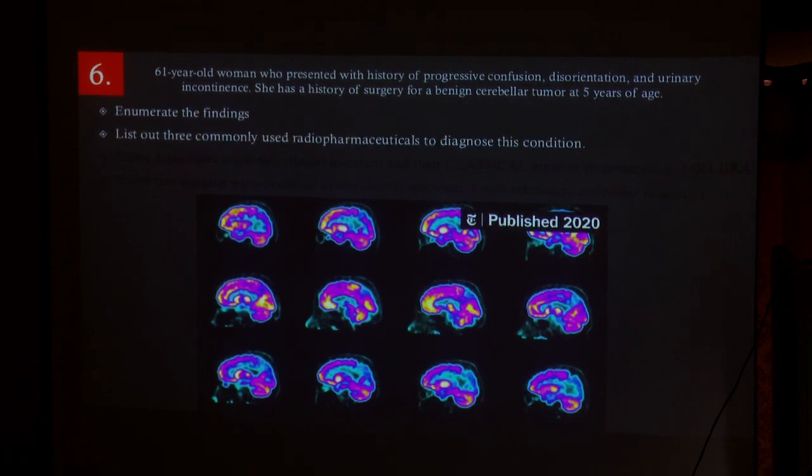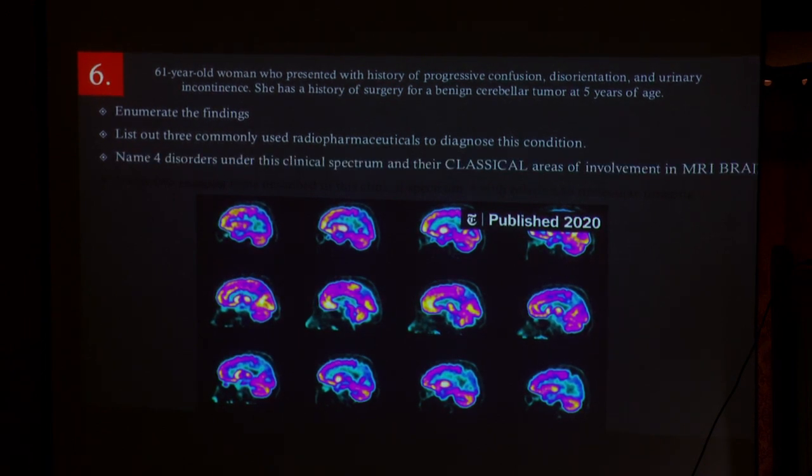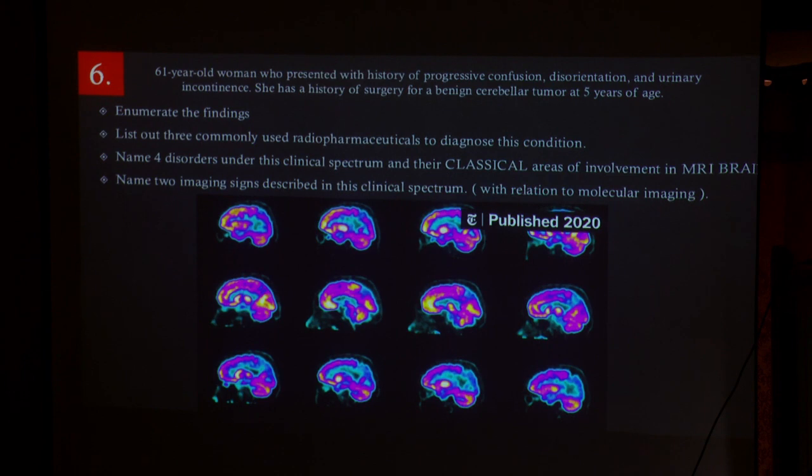Right. So the questions are: enumerate the findings, list out any 3 commonly used radiopharmaceuticals, 4 disorders under this spectrum and their classical areas of involvement depending upon the areas of involvement, and 2 imaging signs. Once again, we have a few fancy signs in this clinical spectrum as well.